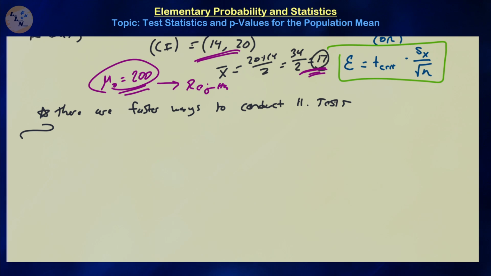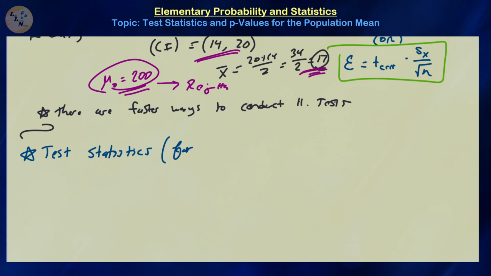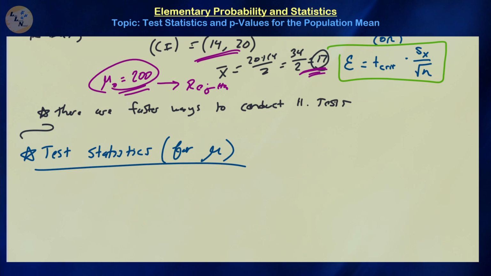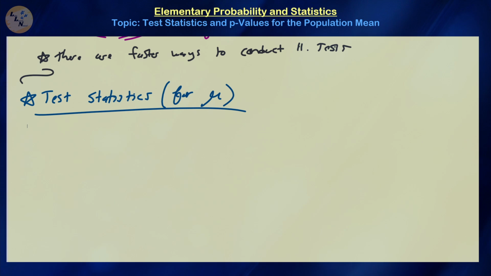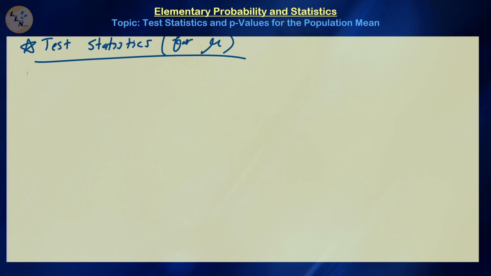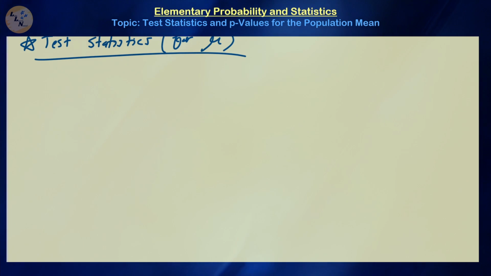So the second approach, aside from confidence intervals that we will discuss, is test statistics. In particular, test statistics for the population mean mu. So let's build what a test statistic is and why it's actually equivalent to confidence intervals.